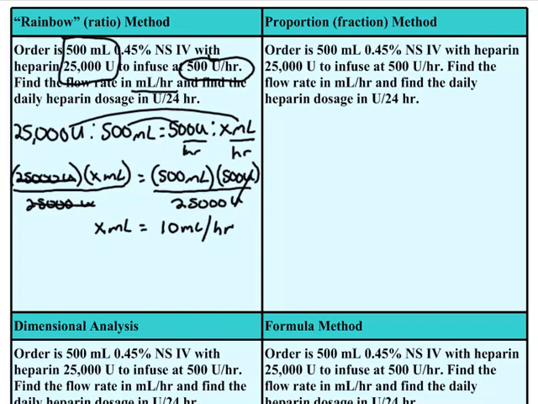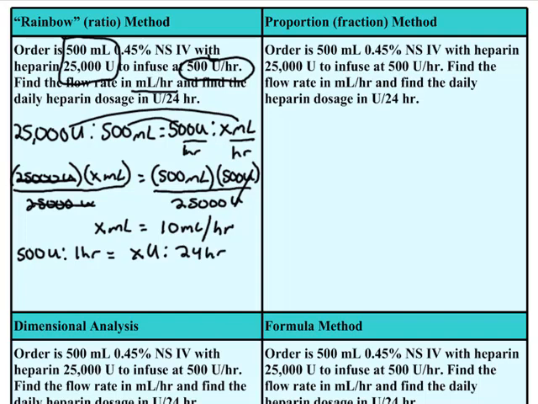Now let's try to answer the second question. They want us to find the units in 24 hours. Well, we know how many units there are in 1 hour. They want us to find the number of units in 24 hours. We again can set up a relationship between this. We know that there's 500 units in 1 hour. We want to know how many units are in 24 hours.